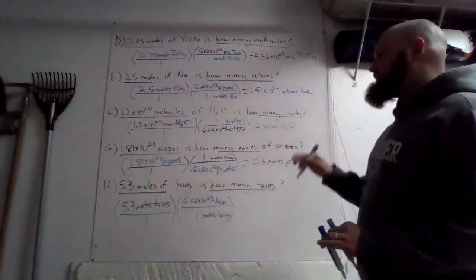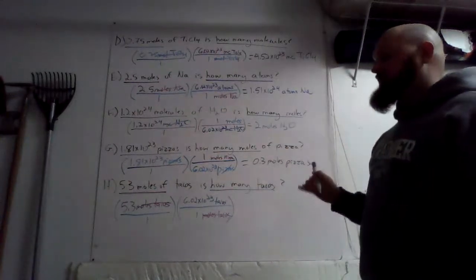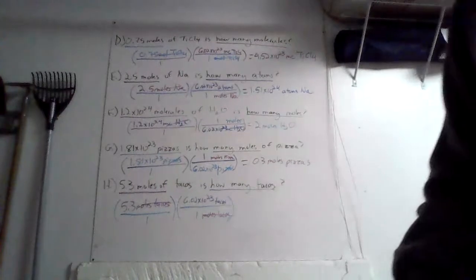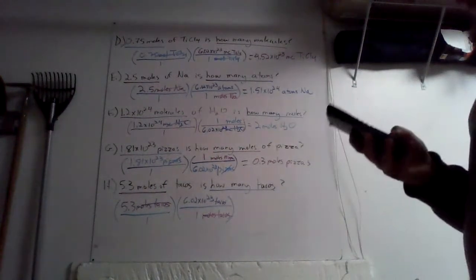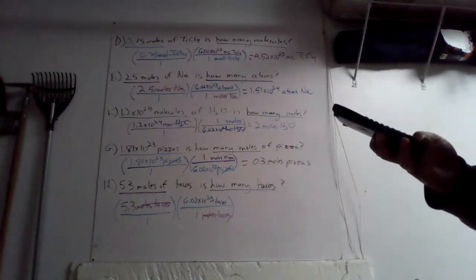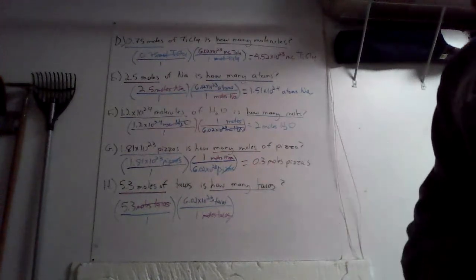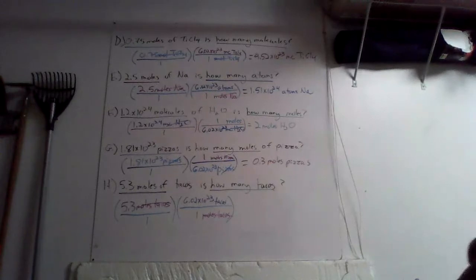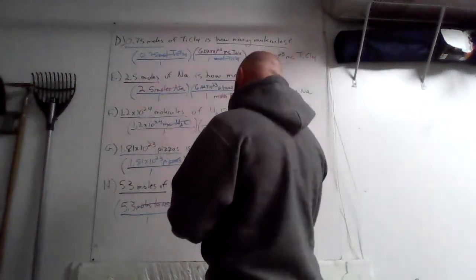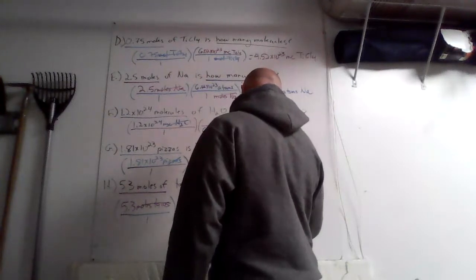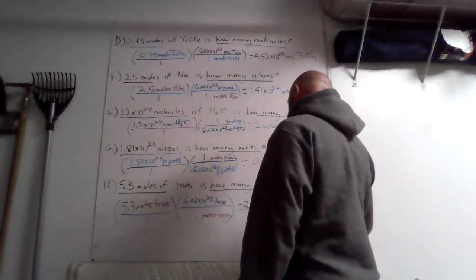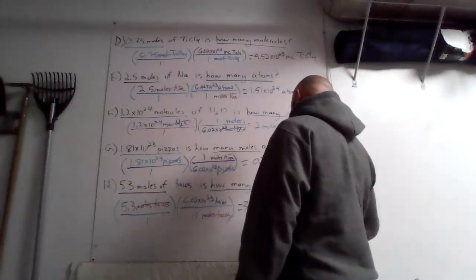Remember, if you go down, you divide; stay up, you multiply. Or think, if you have moles, you multiply. So I'm going to have 5.3 times 6.02 times 10 to the 23rd, which will give me 3.19 times 10 to the 24th tacos.